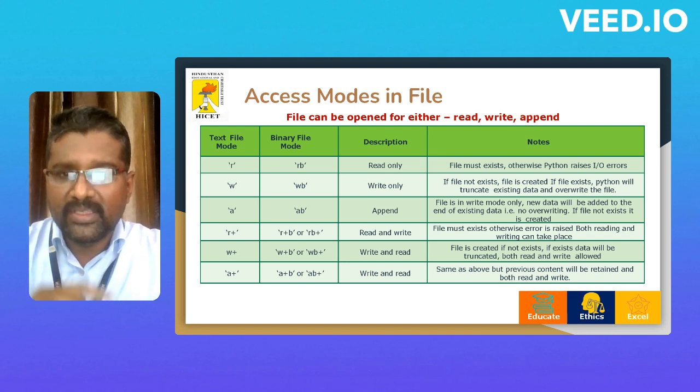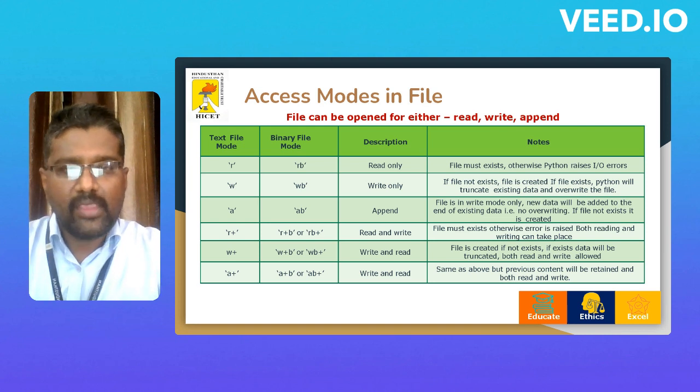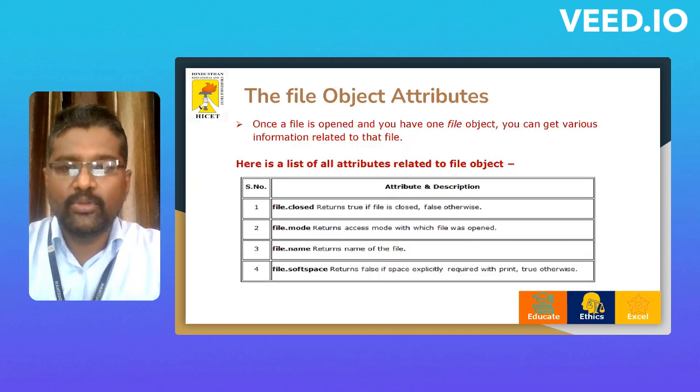The same thing applies when it is added with a B. RB is for read binary, WB is for write binary, and AB is for appending a binary file. In the same way, a plus can be included, similar to the previous text file modes. So these are the access modes, and the next topic is attributes.